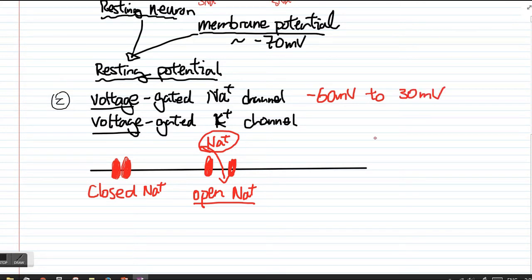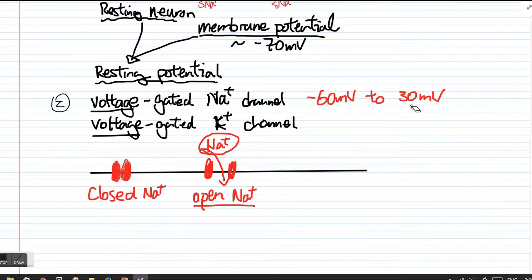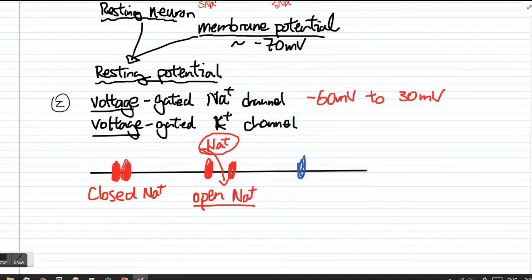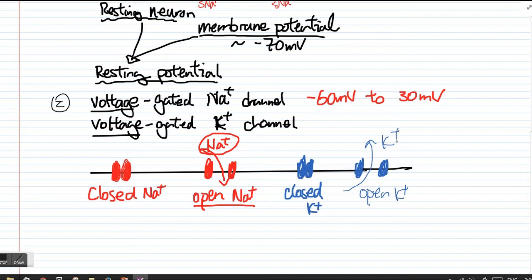Once you've reached 30, then the sodium channels are going to close. Similarly, we would have these potassium channels. They are normally closed, and then when your membrane is at a particular voltage, they will open, and once they open, the same thing happens. Opening the potassium channels will allow the potassium to move across the membrane.